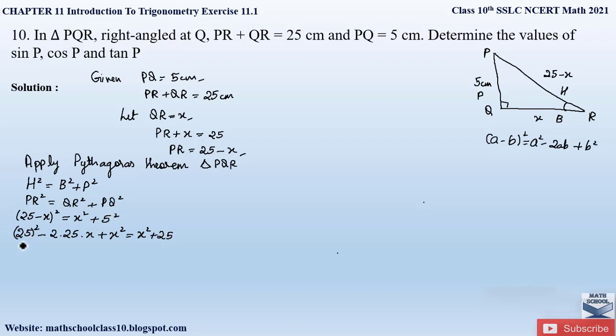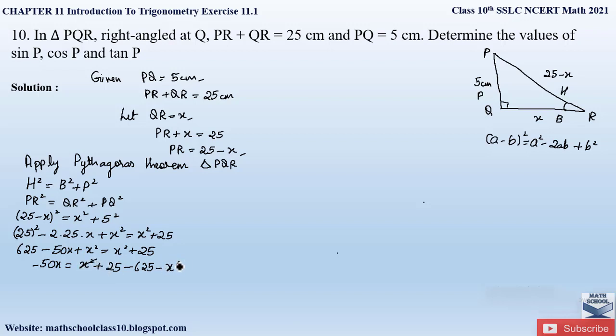So 25 square is how much? 625 minus 2 into 25 is 50. 50 into X will be 50X plus X square is equal to X square plus 25. So let us bring all the terms to the right hand side except this minus 50X. Okay, so minus 50X is equal to X square plus 25, bringing this plus 625 will become minus 625 on the right hand side and plus X square will become minus X square.